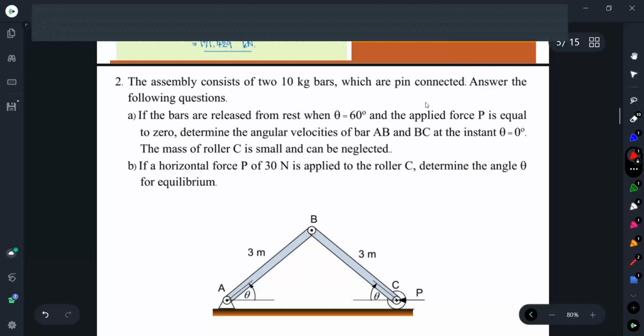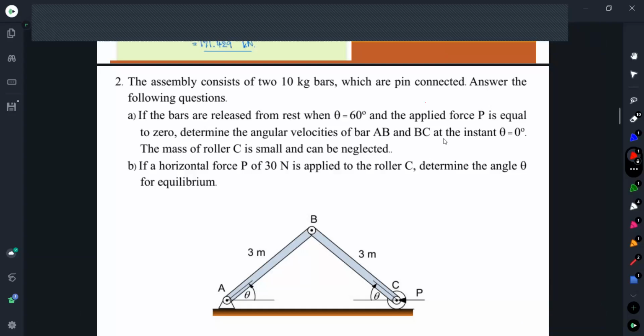Okay, so then let's consider the second problem. That is, we have the system of structure that's composed of two links. It's composed of two 10 kilogram bars, which are pin connected.